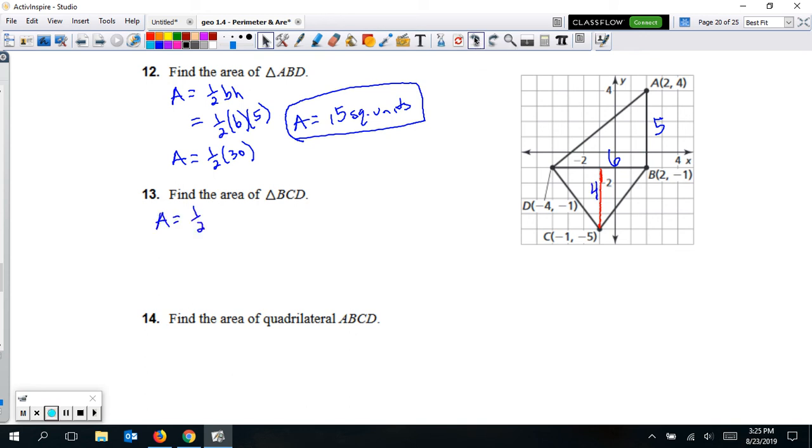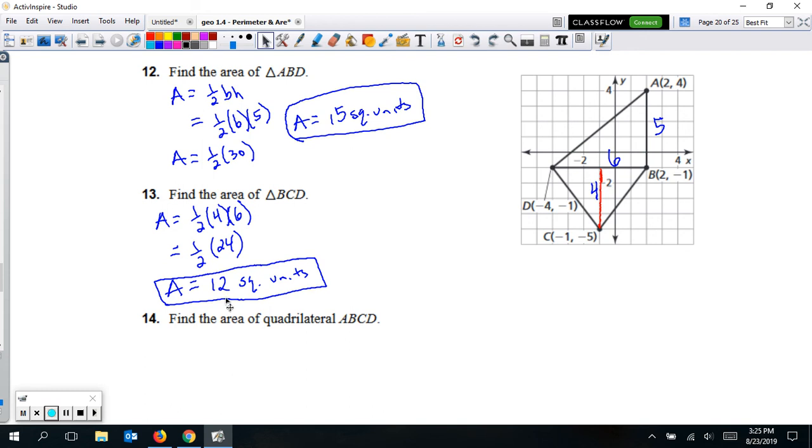So then we could say area is equal to 1/2 times the base, or actually times, I put the height first, I guess. It doesn't really matter. So the height times the base, and there you go. So 24 from 4 times 6, 1/2 of 24 is going to give us 12. So 12 square units for the bottom triangle.